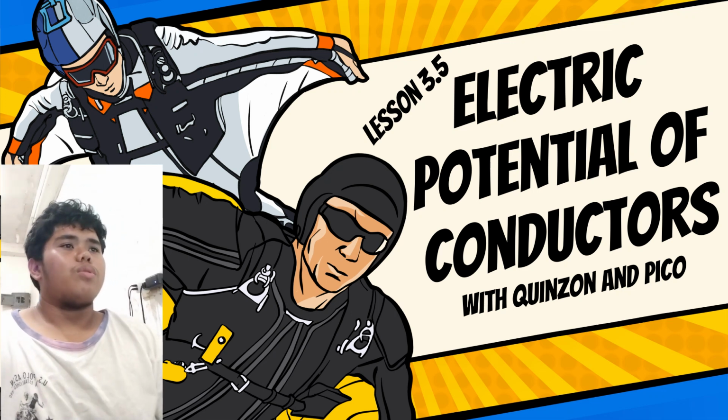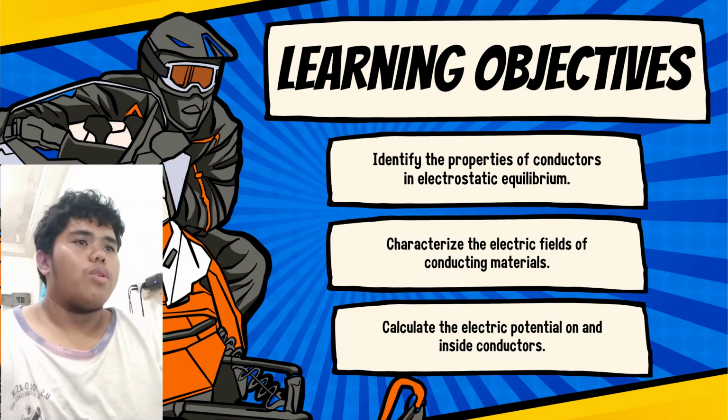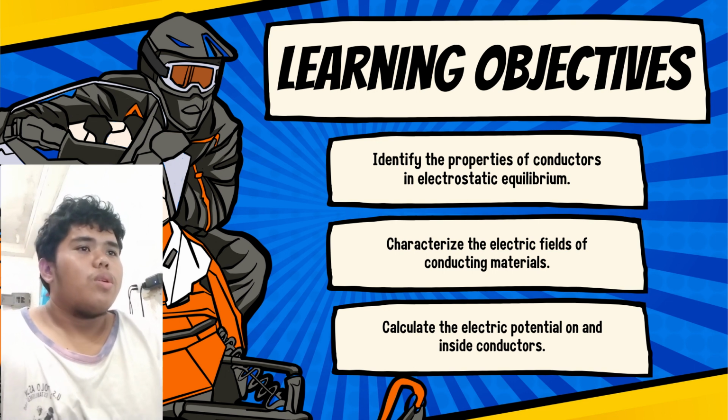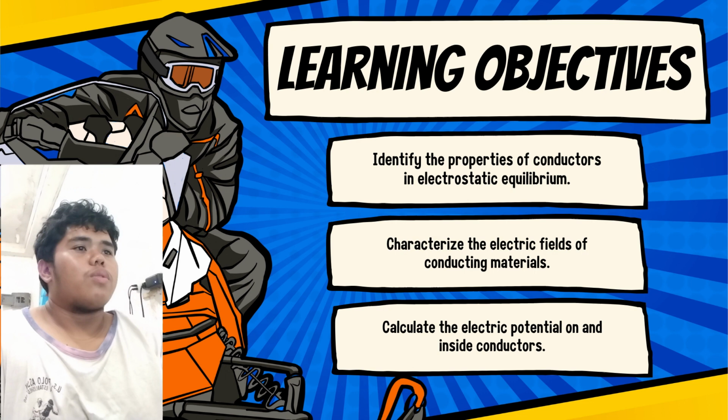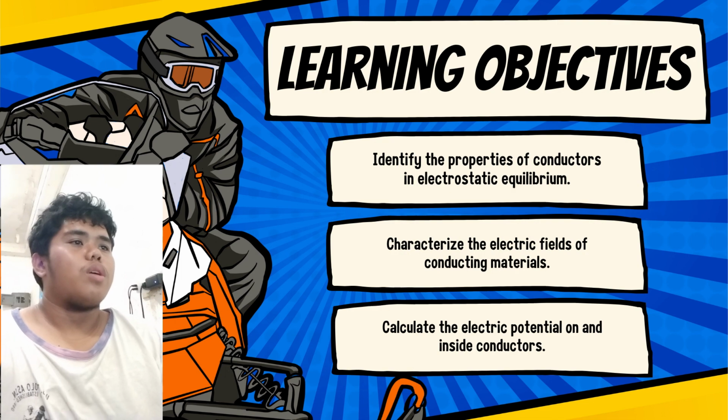Electric Potential: Conductors, Lesson 3.5. Our learning objectives will be to identify the properties of conductors in electrostatic equilibrium, characterize the electric fields of conducting materials, and to calculate the electric potential on and inside conductors.